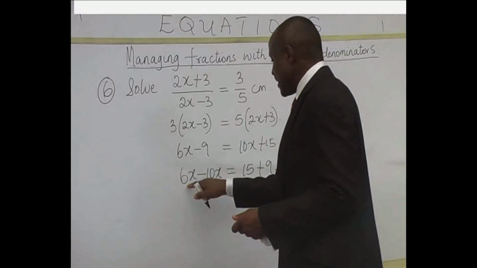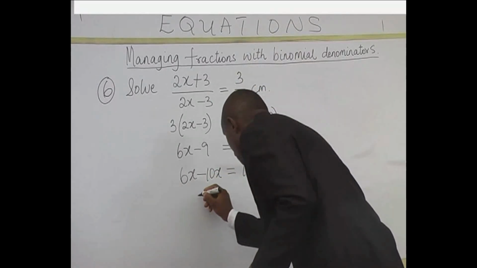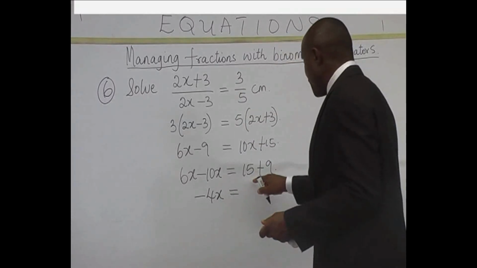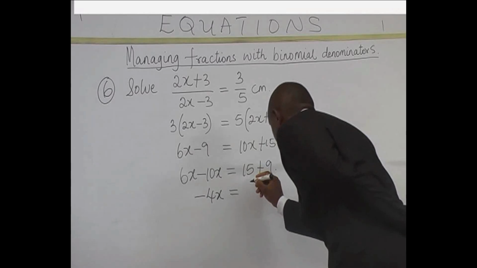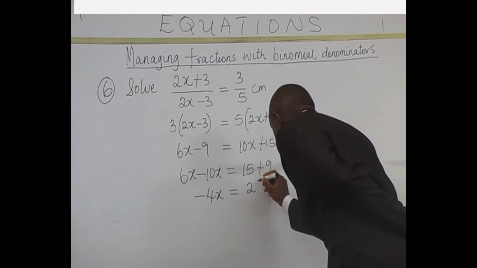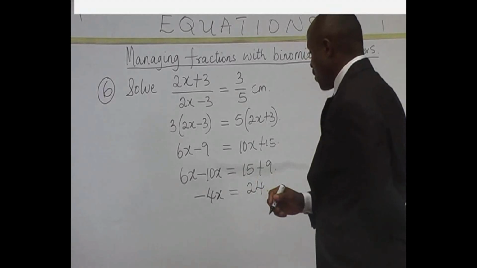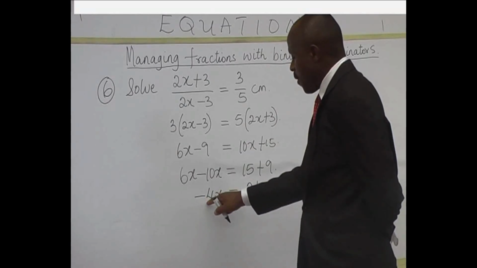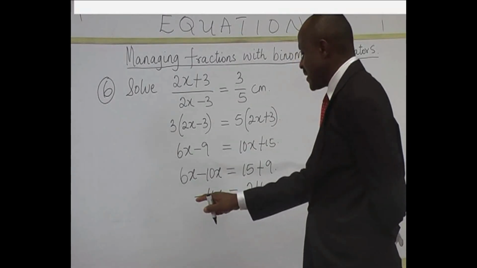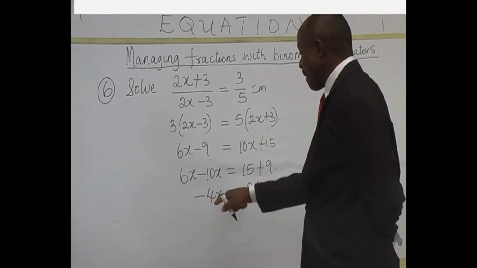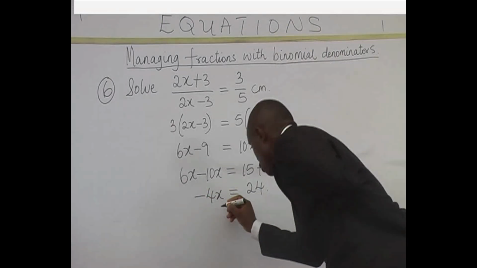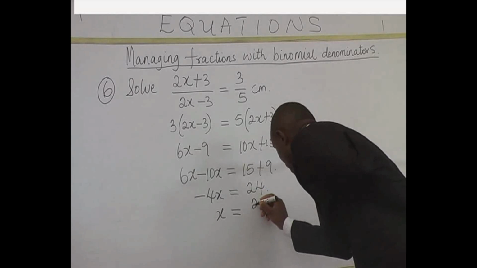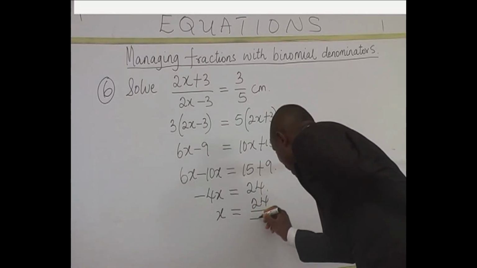Okay? 6x minus 10x will give you minus 4x. It's going to be equal to 15 plus 9 is 24. So we are going to have plus 24 in the right hand side of the equation. Now, if you want to remove minus 4 as the coefficient of x in the left hand side, divide both sides of the equation with minus 4. When you do so, you'll be left with only x in the left hand side of the equation, and it's going to be 24 divided by minus 4.